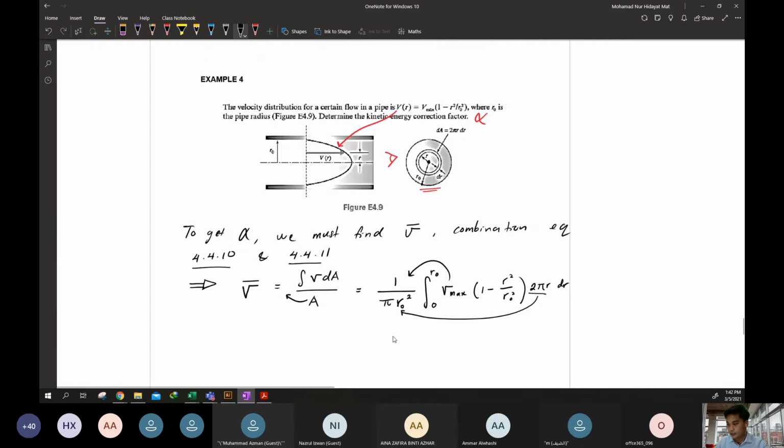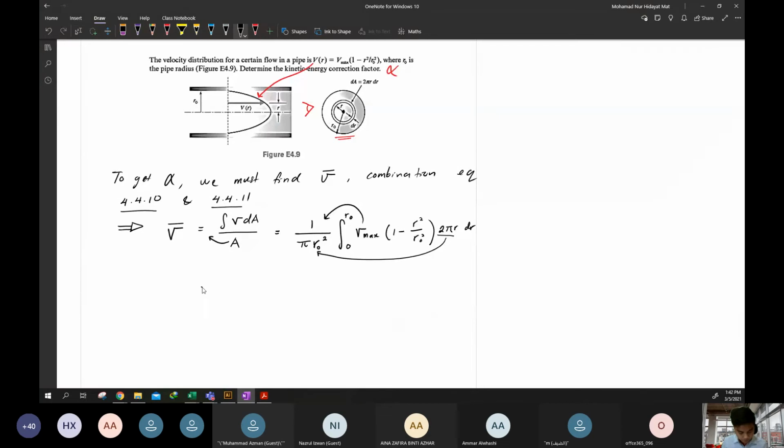So simplify this equation. π cancels with π, and we will have 2 Vmax over R naught squared. Then integrate from 0 to R naught of (1 minus r squared over R naught squared) dr. Now you can do the integration.